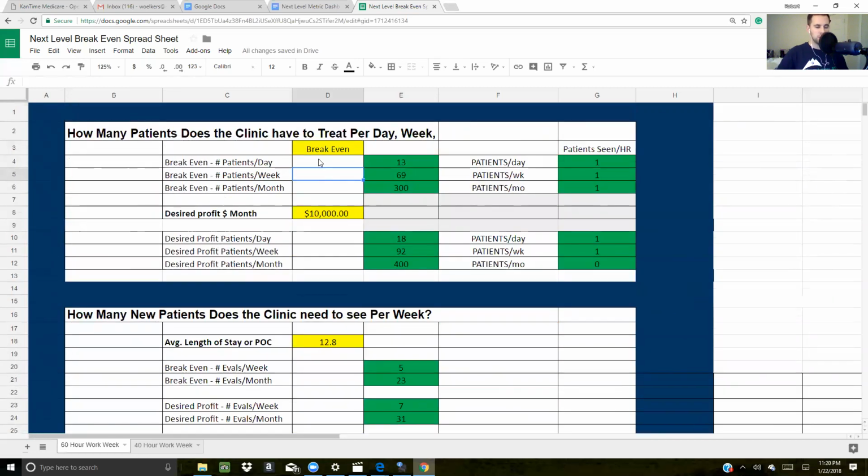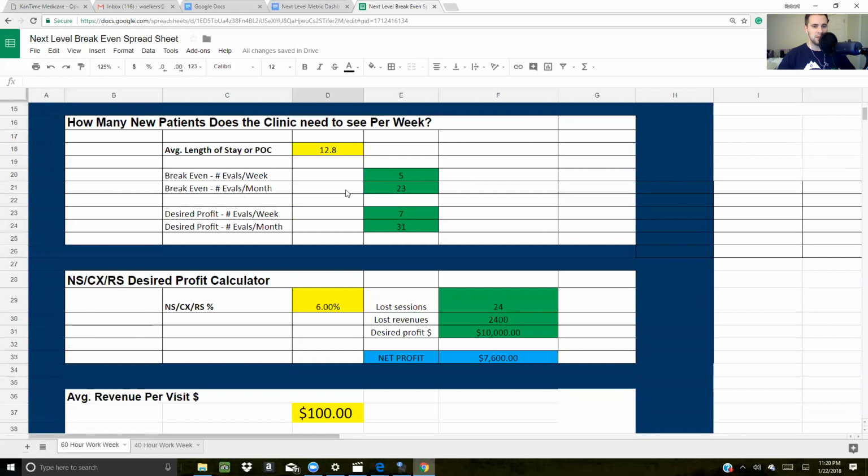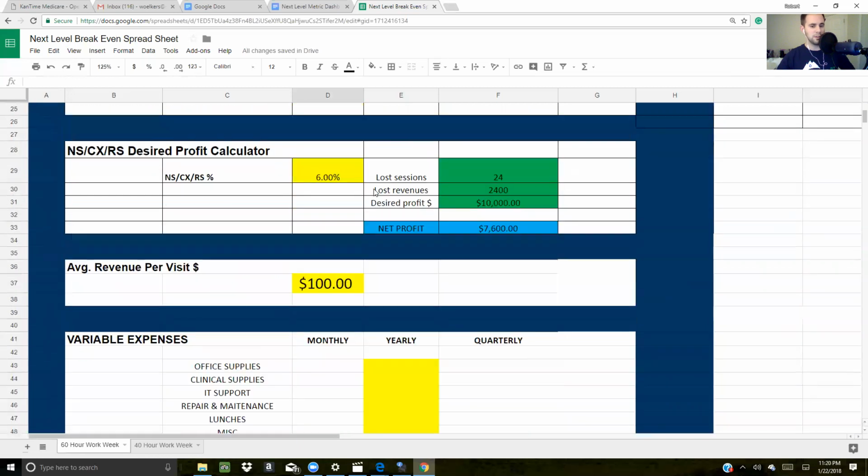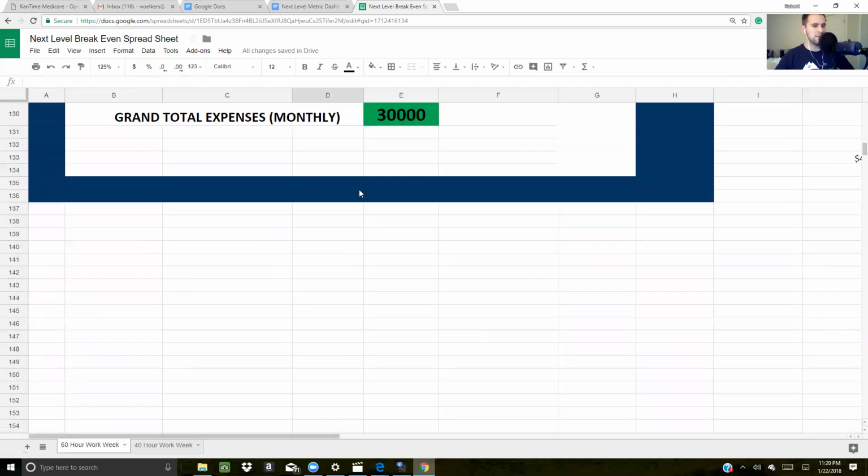Now, what I want to show you, I always talk about manipulating metrics, and why manipulating metrics is important is because if I come down here, well, let's read the numbers first. Break even, I need to see 13 patients a day, 69 patients a week, and 300 patients a month. So we're doing pretty good here, and I just want to take you down here. It's a $30,000 grand total expense.